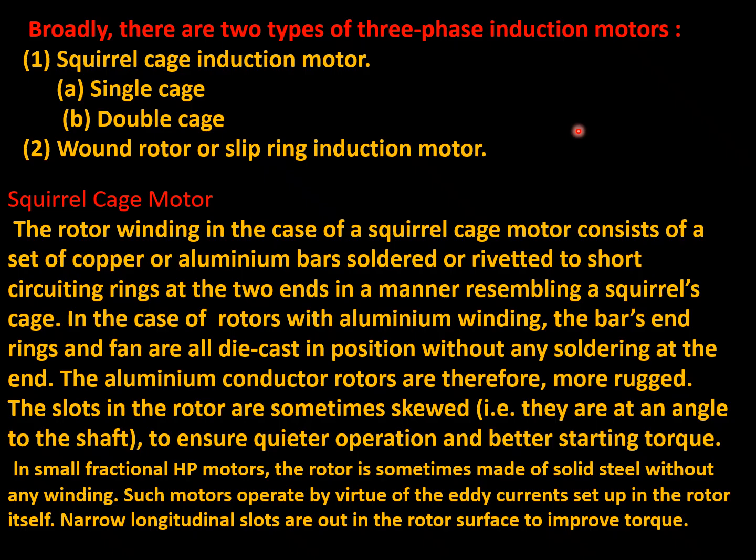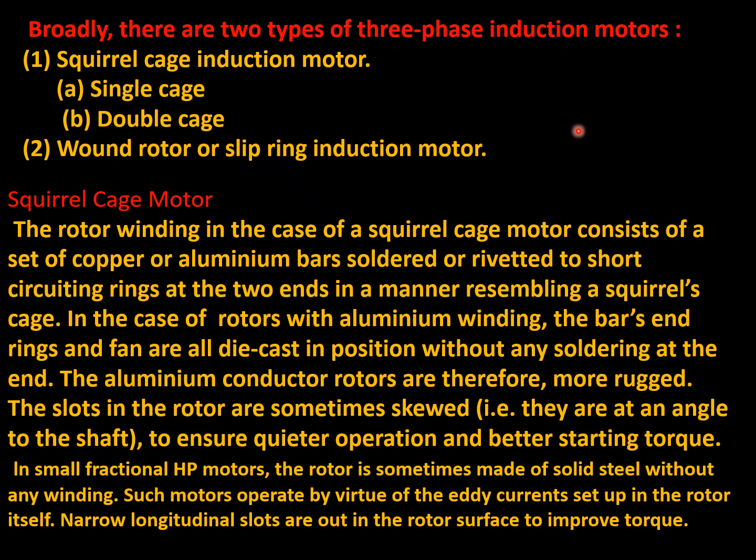Friends, broadly there are two types of three-phase induction motors. The first one is known as the squirrel cage induction motor and the second is known as the wound rotor or slip ring induction motor. In the diagram in the previous slide, I have shown the slip ring type of induction motor. The squirrel cage induction motor has either a single cage or a double cage. First we'll discuss the squirrel cage motor.